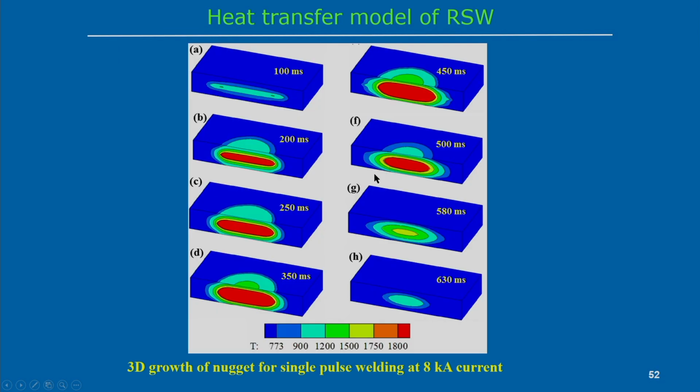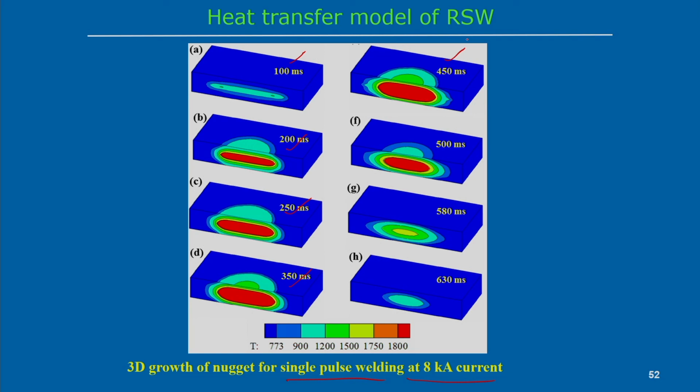Now, the output from this thermal model of the resistance spot welding process shows the 3-dimensional growth of the nugget for the single pulse welding process at 8 kiloamp current. We can see at 100 milliseconds the development of the weld pool, where the red color defines the weld pool. At 251 milliseconds we see the growth of the nugget, and up to 350 milliseconds the red zone reaches this position, defining the weld pool, and this is also 450 milliseconds.